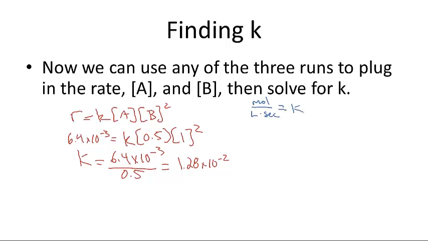Now in this case, I have moles per liter times moles per liter squared times moles per liter times moles per liter squared. So I have moles per liter per second equals k times moles cubed over liters cubed. All right, so yes, the units for k are going to be different for 0, first, second, and third order reactions. So depending on your exponents, your k is going to have different units.